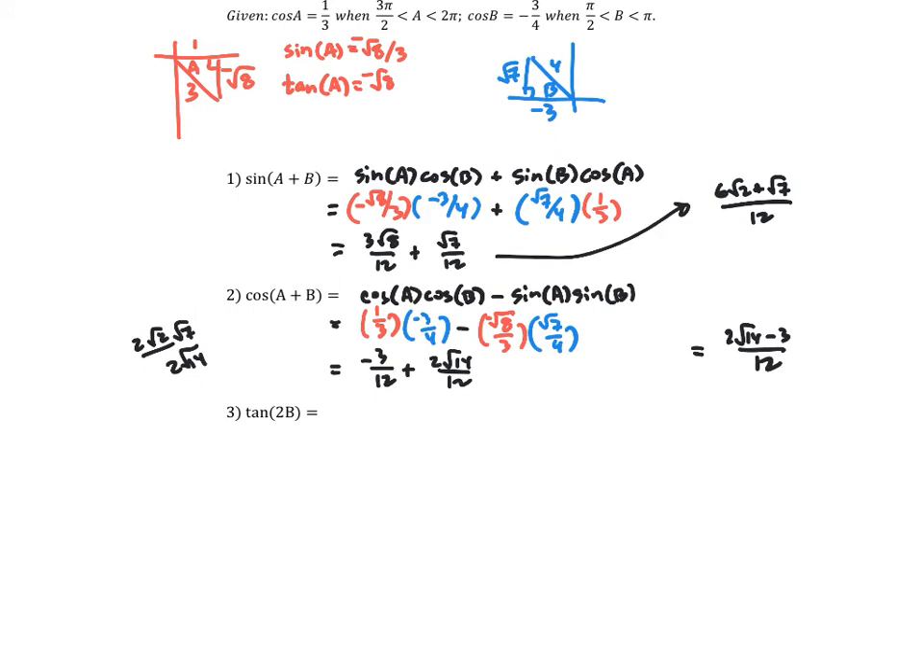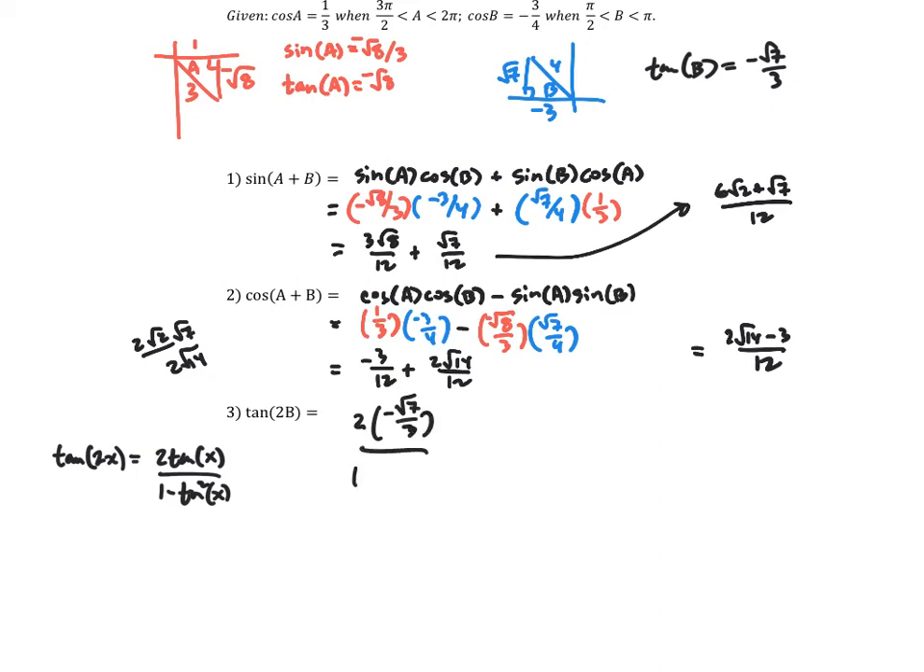Okay, tan of 2B. The double angle identity for tangent, just a reminder, is 2 tan x over 1 minus tan squared x. So in this case, x is b. The tangent of b, I guess I didn't write those out, would be negative root 7 over 3. Okay, so we're going to do 2 times negative root 7 over 3, over 1 minus negative root 7 over 3 squared.